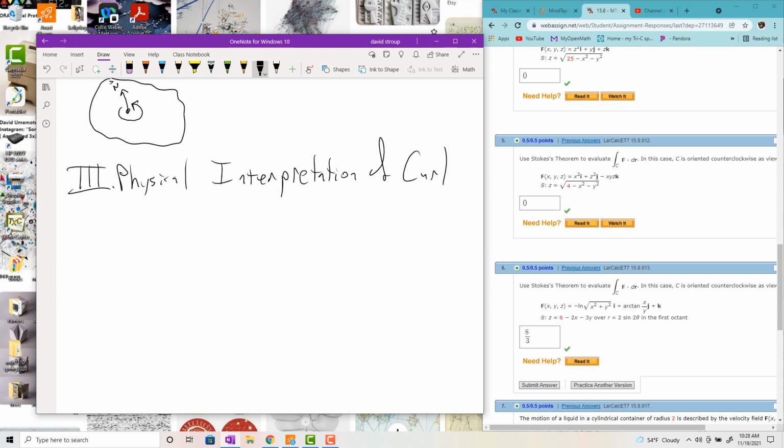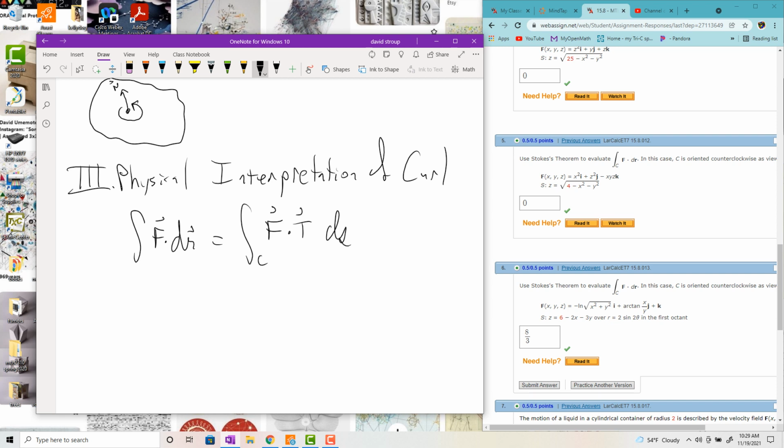Okay, so anyways, let's worry about this physical interpretation now. Our line integral is kind of an alignment between a force and a tangent vector, right?